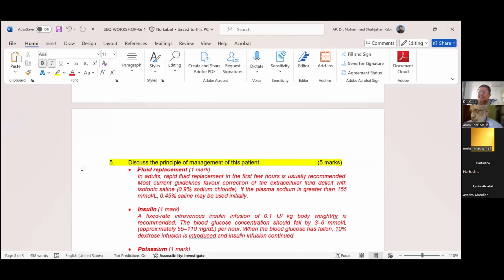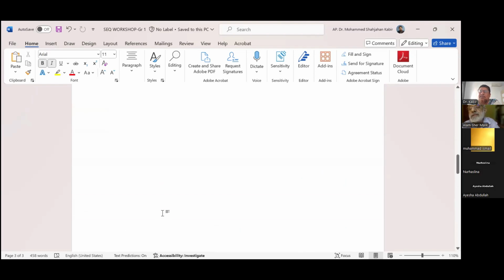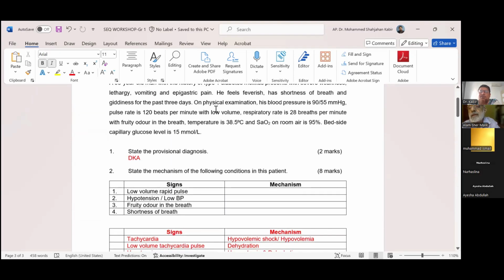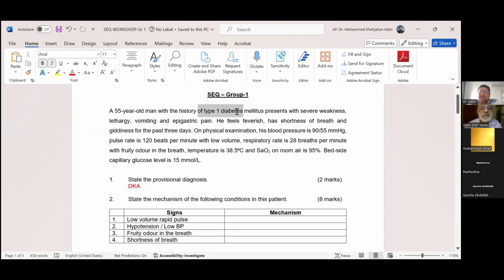This means that you are penalizing the students multiple times for one mistake. The student makes a mistake once, but you are penalizing it multiple times. Of course, sir, I have given type 1 diabetes mellitus.